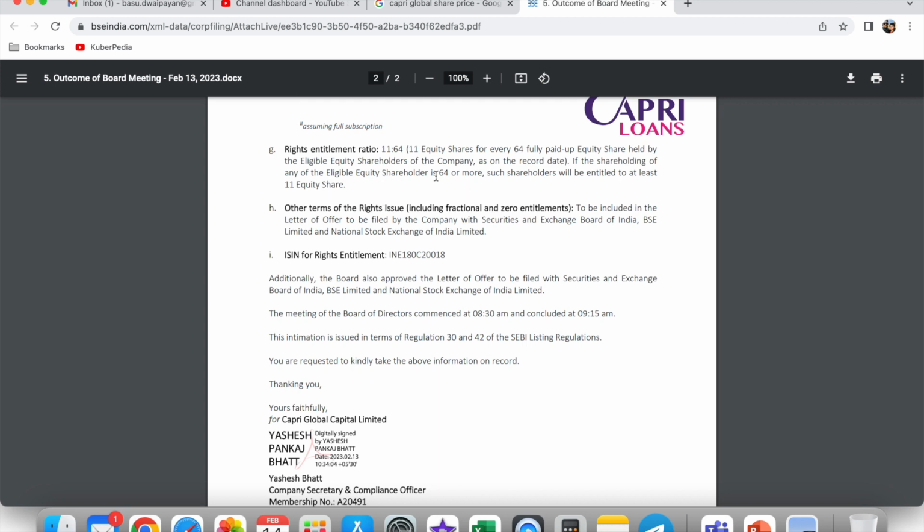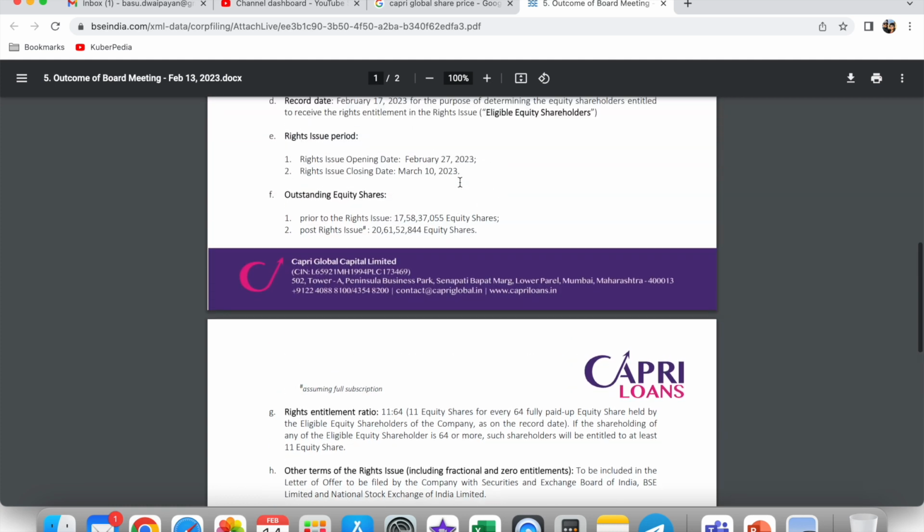Why? Because say for example someone is having 65 shares. So what happens with the 1 share? They will still be entitled for the 11 shares. So basically in our stock market there are no fractional shares. So the calculation would be the nearest round figure. Based on that nearest round figure, you will get your entitlement letter, and as per that entitlement letter, you can apply rights from your ASBA account.